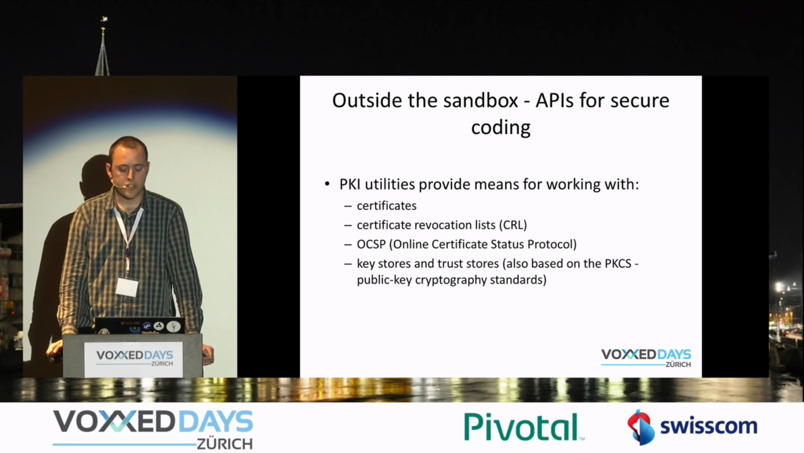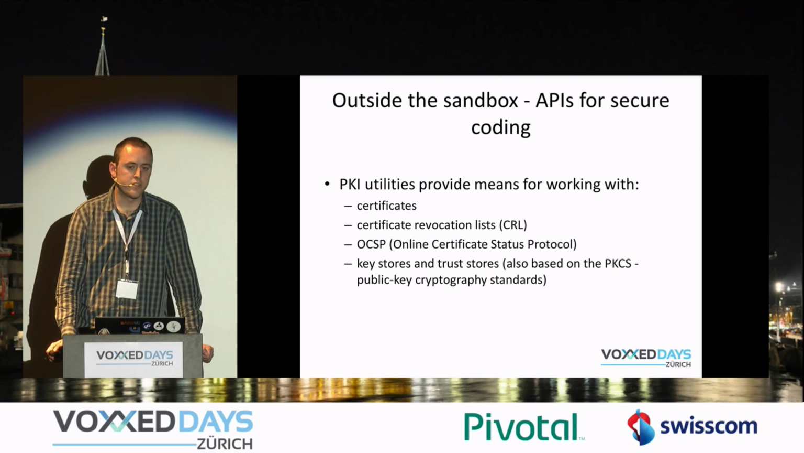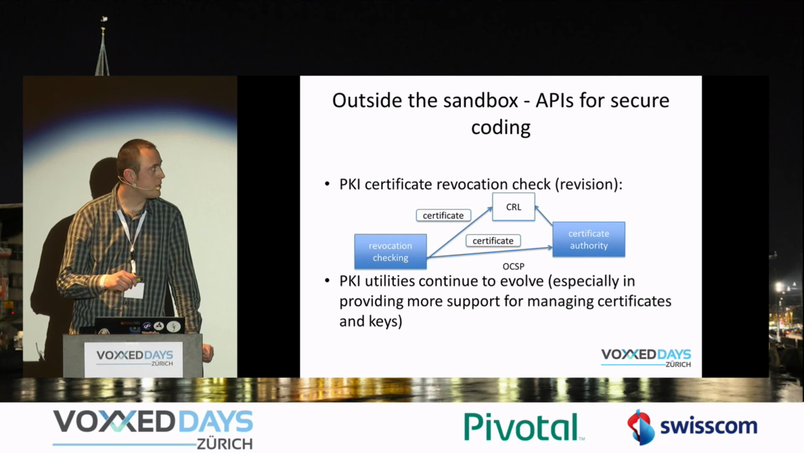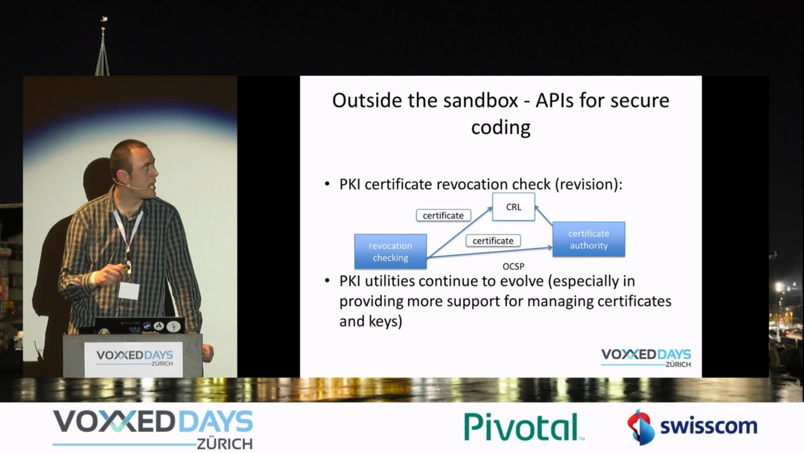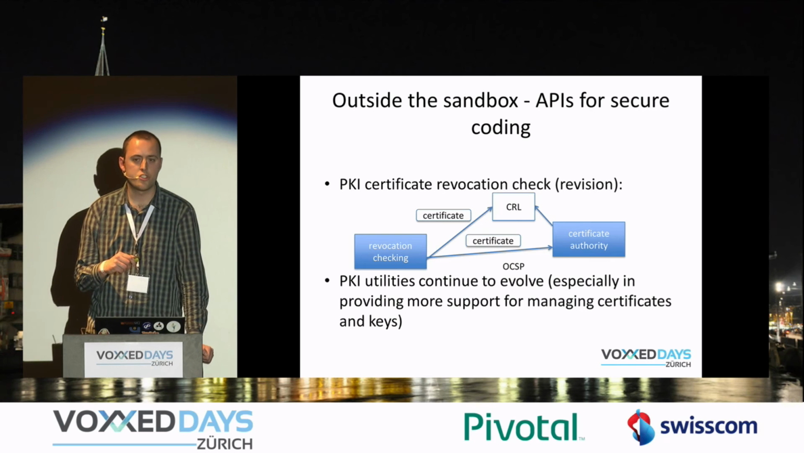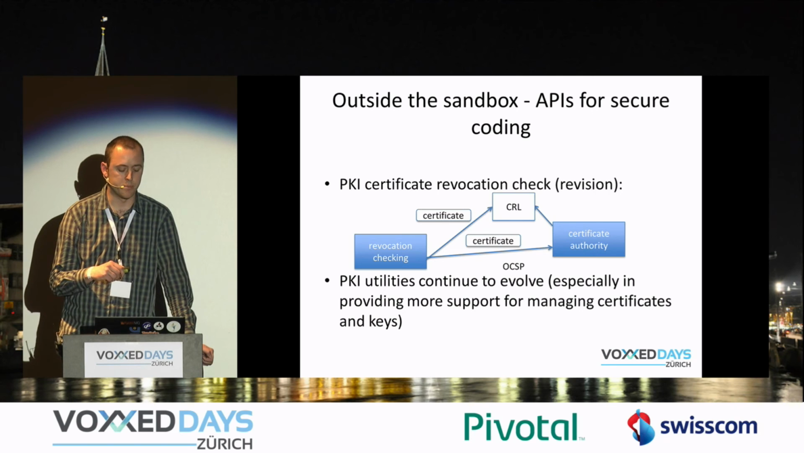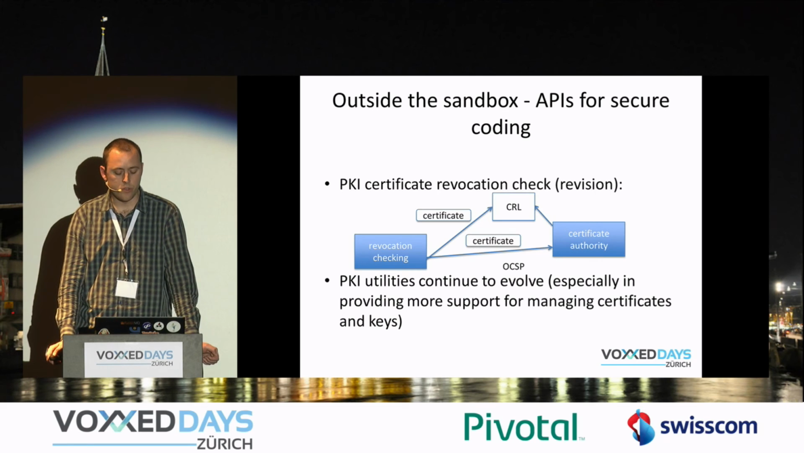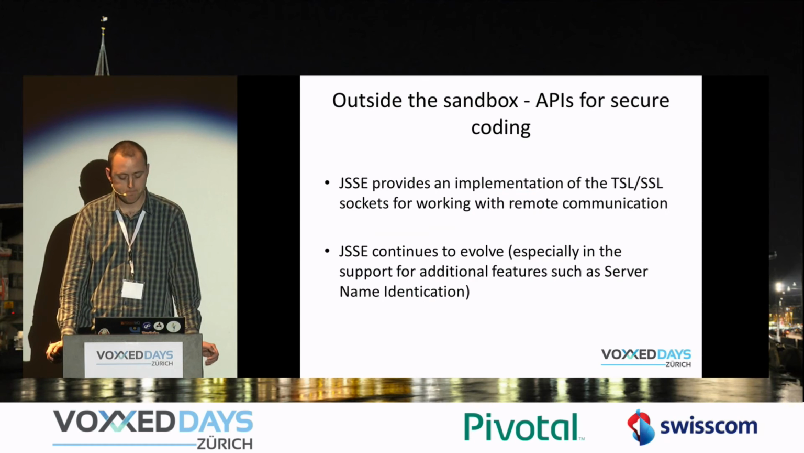The PKI utilities, on the other hand, provide mechanisms for working with public certificates, for checking that a certificate provided by a certificate authority is valid or invalid. And just as a brief recap on this picture here, you can see the flow for checking whether a certificate is valid. You can do this by means of a certificate revocation list that's provided by the certificate authority and specifies which certificates are valid and which not. Or you can use the OCSP protocol for the same purpose. And the PKI utilities provided by the JDK platform also continue to evolve in terms of the support provided by the JDK for managing certificates and keys.